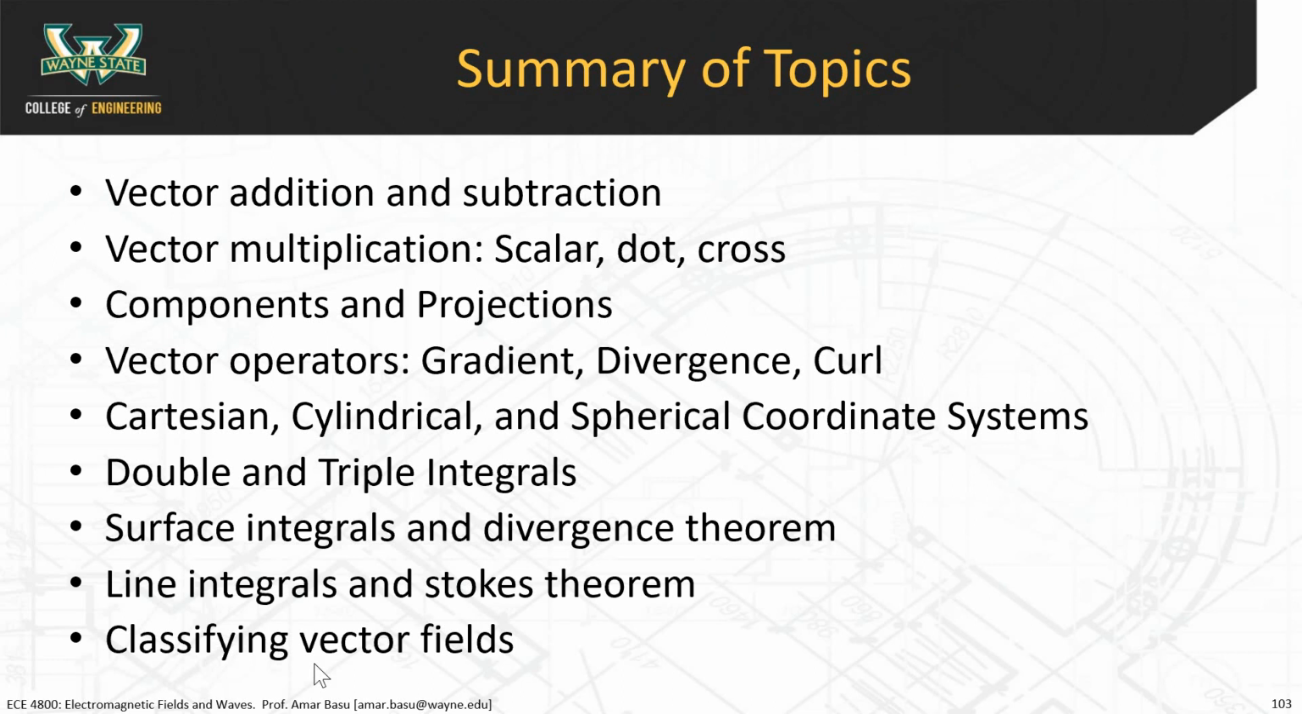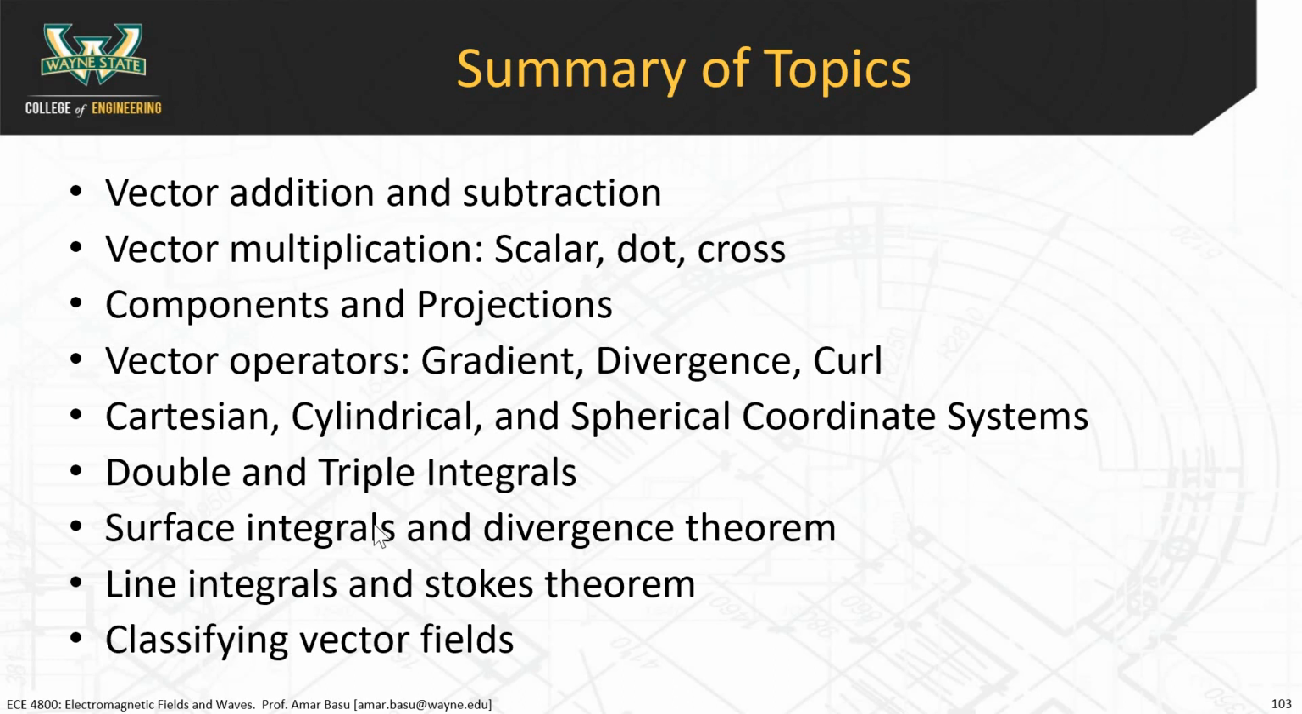We talked about three vector operators. The gradient is how quickly a field changes. The divergence is how much a field diverges outwards or inwards at a given point. The curl is how much a field rotates. We talked about the three coordinate systems: Cartesian, cylindrical, and spherical. We talked about double and triple integrals in scalar fields, and then line integrals and surface integrals in vector fields.